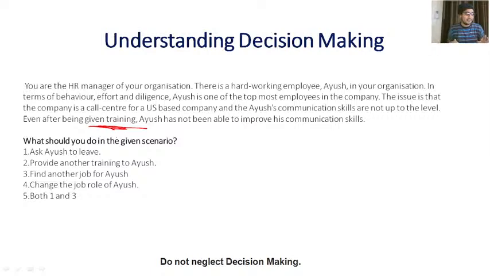As I said, yes, this was slightly on the easier side, and you were able to do this question within 1 minute, and that is the beauty of decision making. So of course, but let's also understand why the other options are not correct. Option number 1, ask Ayush to leave.